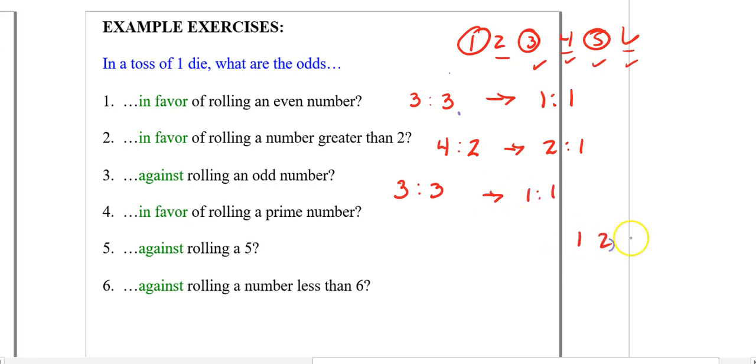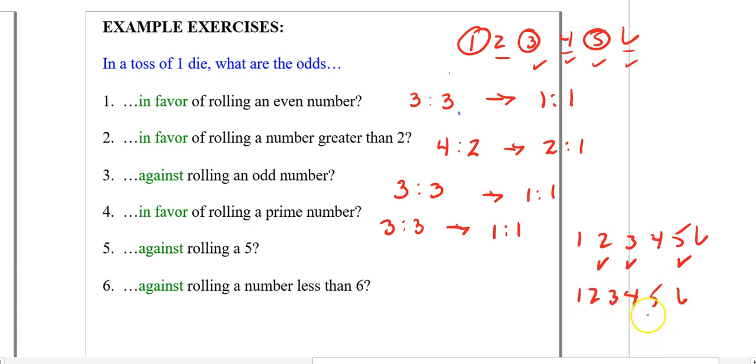Make another list. 1, 2, 3, 4, 5, 6. In favor of a prime. 2's a prime, 3's a prime, 5's a prime. So there's 3 primes compared to 3 others. 1 to 1. Against rolling a 5. Let's make our list. 1, 2, 3, 4, 5, 6. A 5, that's that one. Against a 5 means one way to roll a 5, 5 other ways.